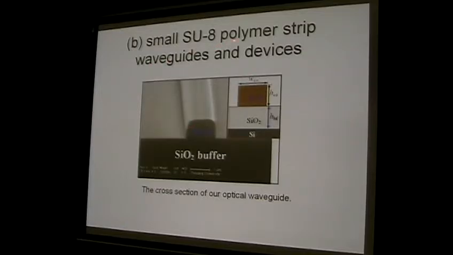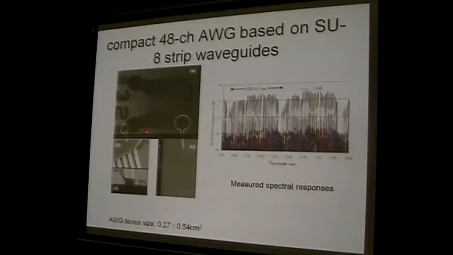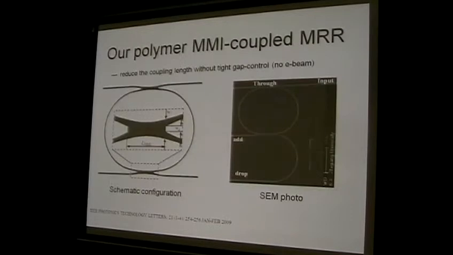And we can also use polymer, the same idea: use polymer, SU8, on top of the silicon oxide to make the waveguide. Again, because it is a rib waveguide, the lateral confinement is still good compared to the air in the lateral direction. And with this one we can make a very small AWG. It's only about half a centimeter in this direction, and a conventional AWG is several centimeters. So we can also improve that.